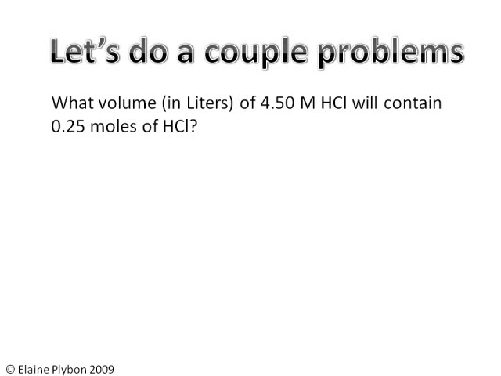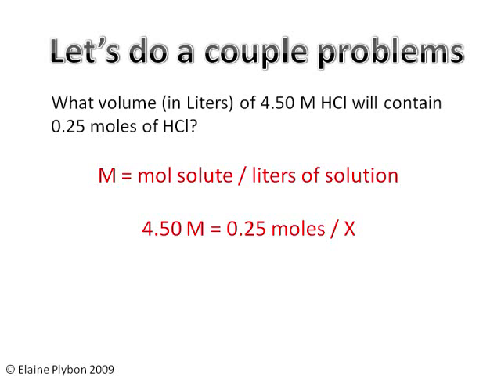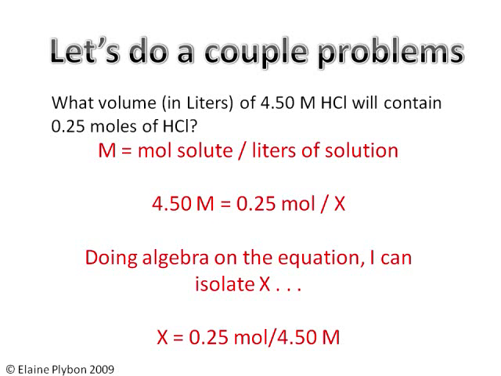Okay, let's do another. What volume in liters of 4.5 molar HCl will contain 0.25 moles of HCl? Remembering that molarity is equal to moles of solute divided by liters of solution, we know that 4.5 molarity is equal to 0.25 moles divided by the liters of solution, which I've replaced with x because that is our unknown variable. Okay, so I've done algebra on the equation and I've isolated x. X equals 0.25 moles divided by 4.50 molarity.